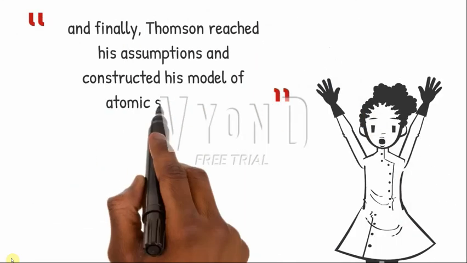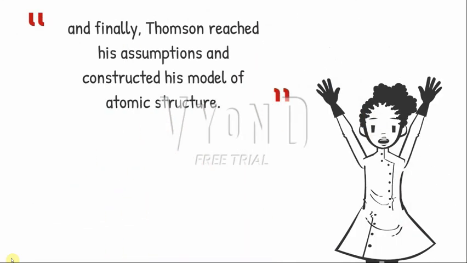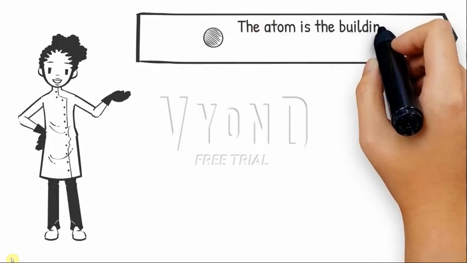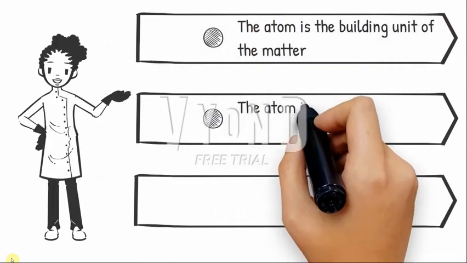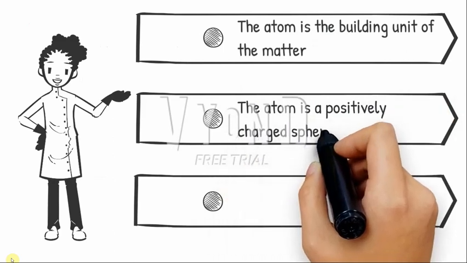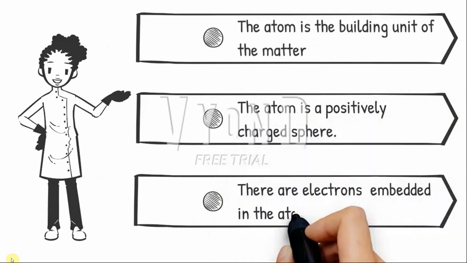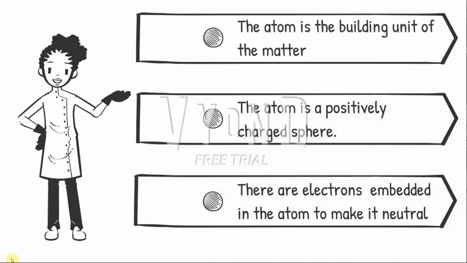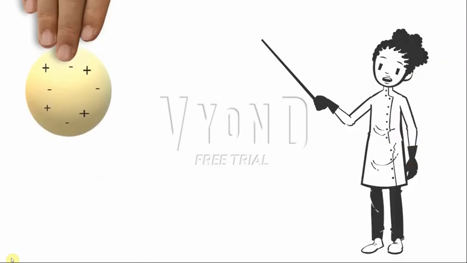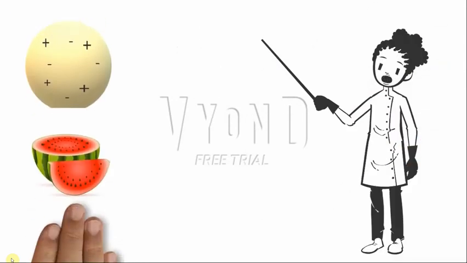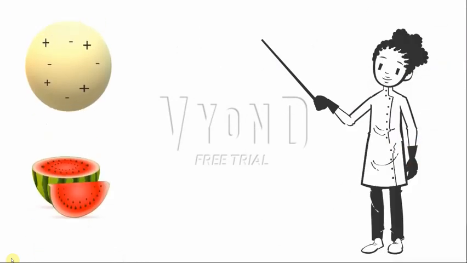And finally, Thomson reached his assumptions and constructed his model of atomic structure. The atom is the building unit of matter. The atom is a positively charged sphere, and there are electrons embedded in the atom to make it neutral. This is how Thomson imagined the atom would look like, a solid positive sphere with electrons spread inside all over.